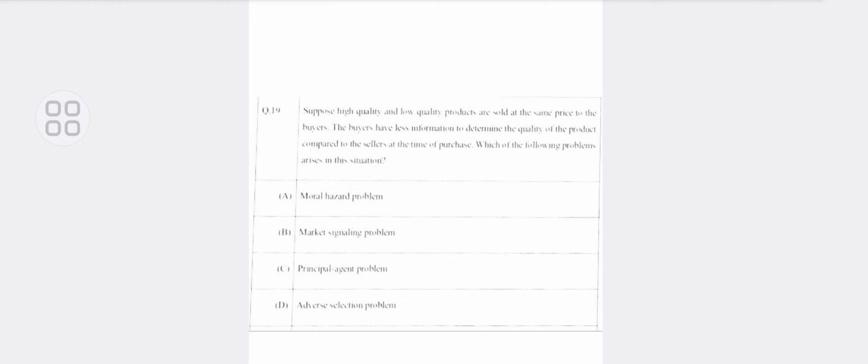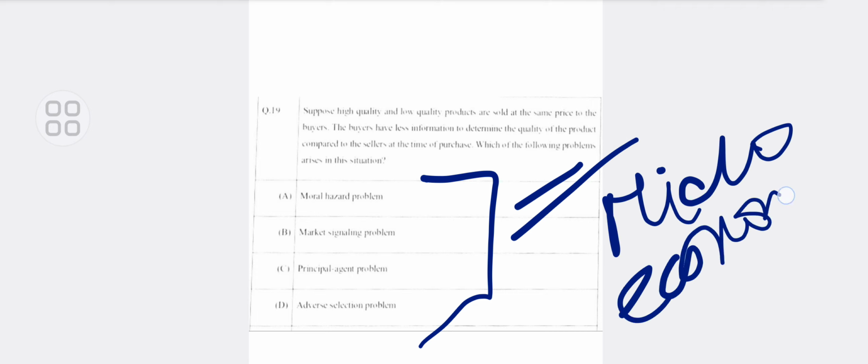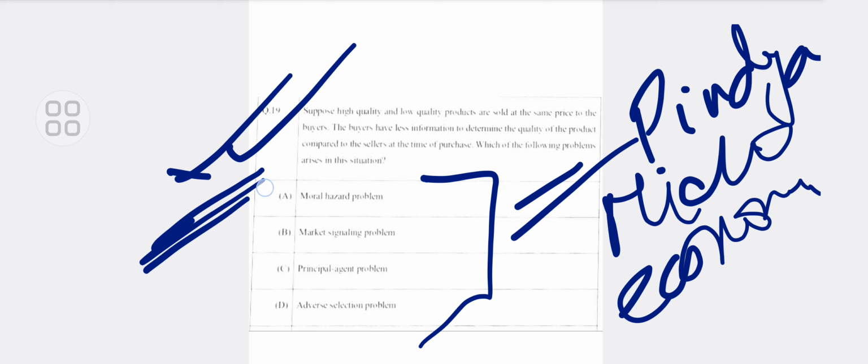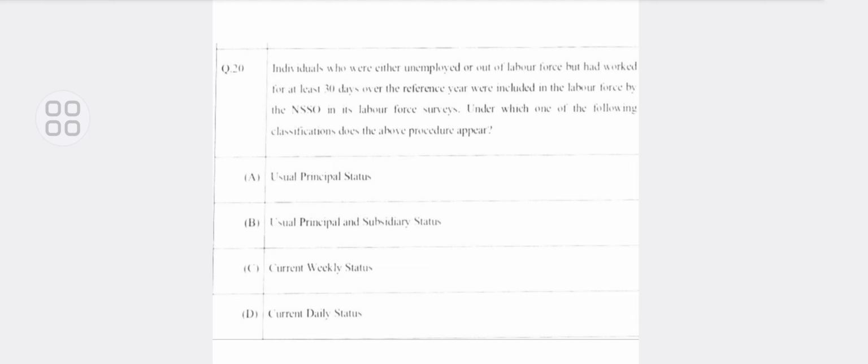High quality and low quality products are sold at the same price to the buyer. The buyer has less information to determine the quality of the product compared to the sellers at the time of purchase. Which of the following arises in this situation? Adverse selection, moral hazard, market signaling problem, or principal agent problem? Obviously we know the four definitions; it is from the microeconomics part, so we can easily understand. The recommended chapter to learn is from Pindyck. It is a very easy question. Is the answer you are thinking moral hazard? This is a very tricky question.